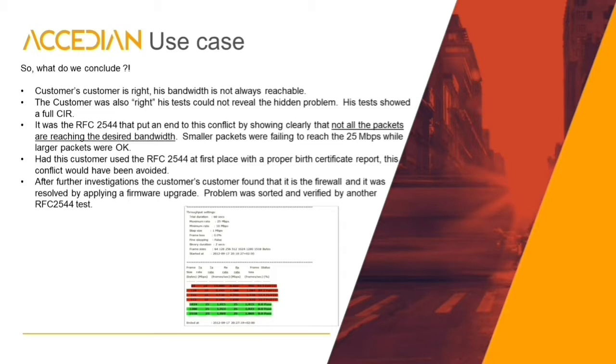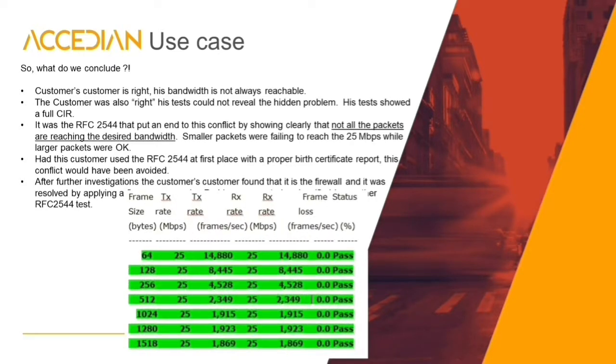Had the customer used RFC 2544 in the first place with a proper birth certificate report, this conflict would have been avoided. After further investigation, the customer's customer found that it was the firewall, and it was resolved by applying a firmware upgrade. The problem was sorted and verified again by running another test, which showed everything is clear now and green.